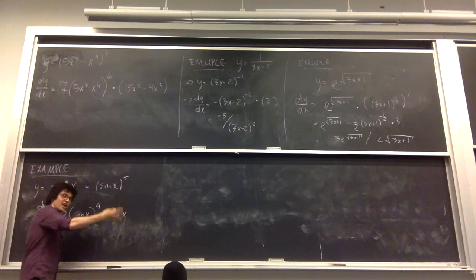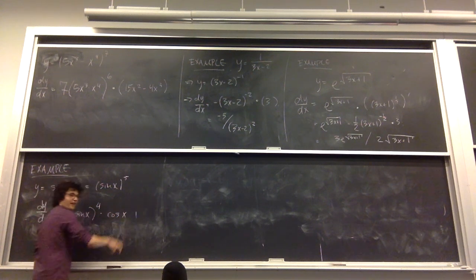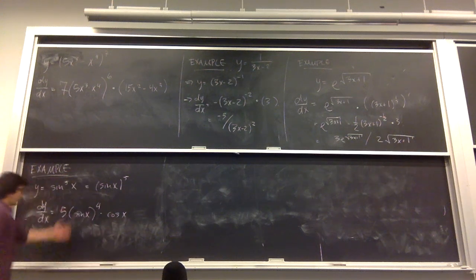And technically, the chain goes all the way, right? I'm multiplying by the derivative of x. There's a 1 out there. We just don't normally chain all the way to the end. All right, so that's not too bad.